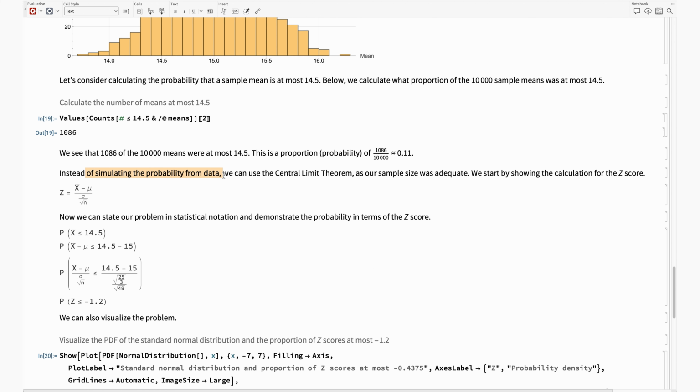So instead of simulating the probability from data, we can call upon the central limit theorem. Our sample size was 49. That's 30 or more, I should say. So we're going to remind ourselves of this formula to transform our x bar value to z. And now we can state our problem in statistical notation. We are saying, under the conditions of this problem, what's the probability that a mean is at most 14.5? What I do to the left-hand side, I do to the right-hand side. So on both sides of the inequality, I'm going to subtract mu, which is 15. I'm going to divide by the standard error.